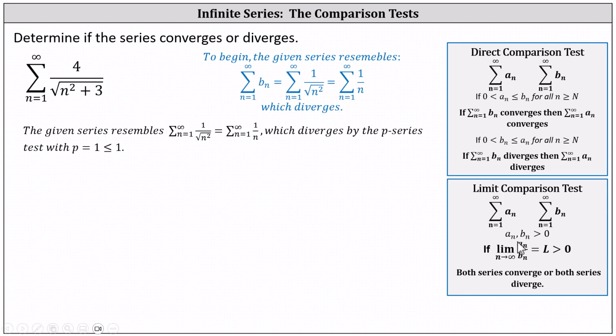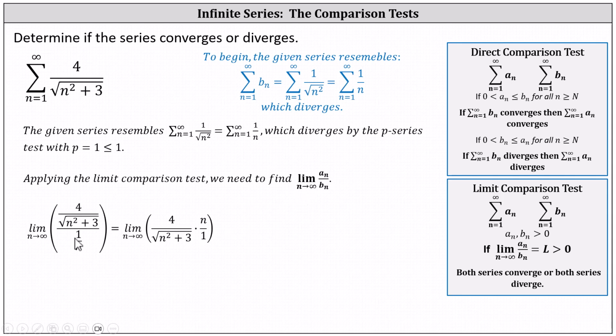We'll let a sub n be the formula for the given series, and b sub n be the formula for the series we're comparing to. So again, applying the limit comparison test, we need to find the limit as n approaches infinity of a sub n divided by b sub n.